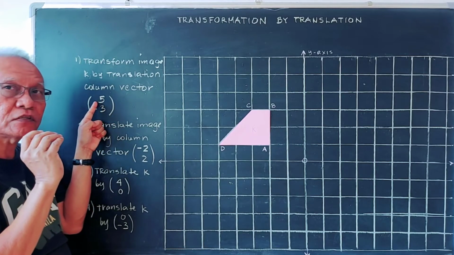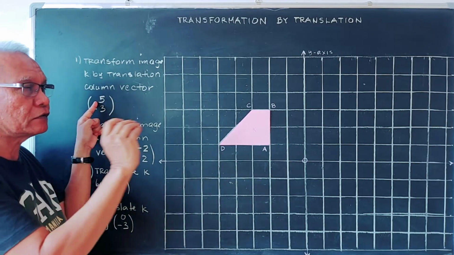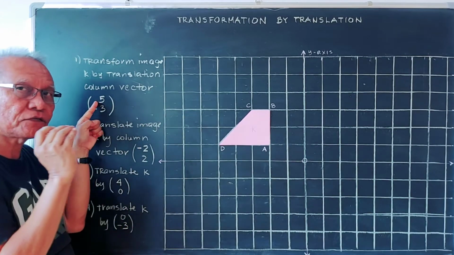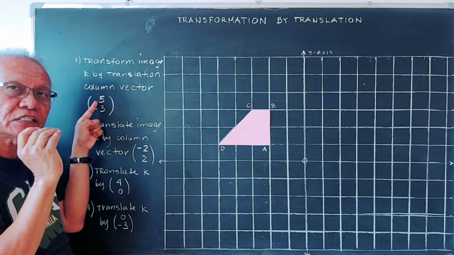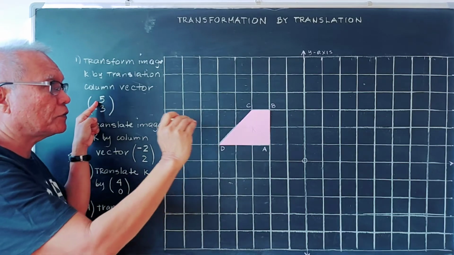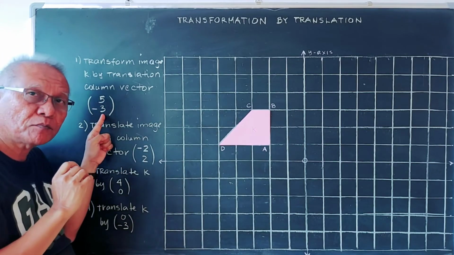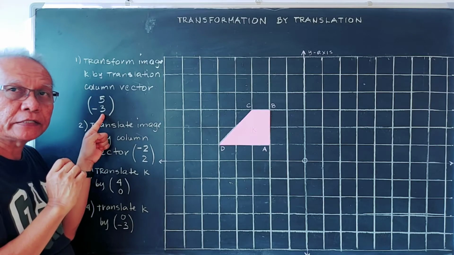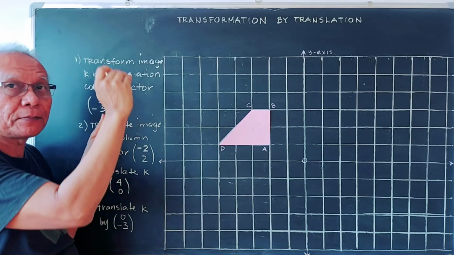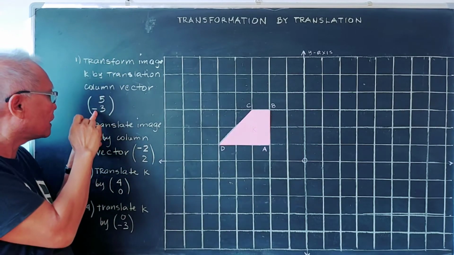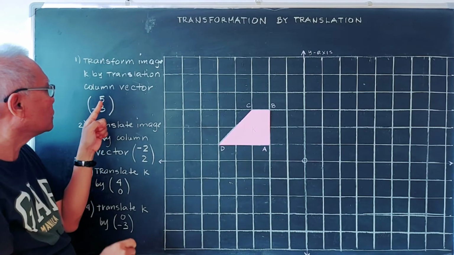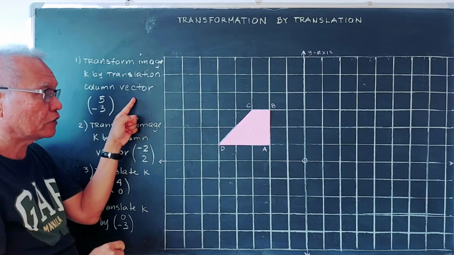If this one is positive, it means that we are going to the right first. If this one is negative, then we go to the left first. If this is 0, then we don't move. After going to the right or going to the left, then we are going to use the number below. If this one is positive, then we go up. If this one is negative like this, we go down. So that is the purpose or the use of column vector.